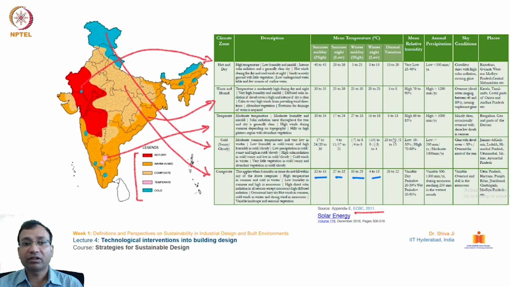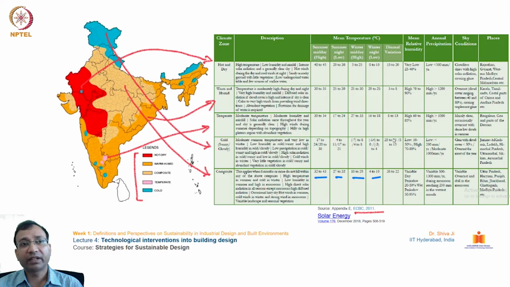So in the context of India, this is sourced from ECBC, what they recommend for the different major climatic zones of India. India is majorly divided into five climatic zones: hot and dry, warm and humid, temperate, cold, and composite. You can see here the description of these climatic zones, and mean temperatures are given in the summer and winter, and the diurnal variation is also given.